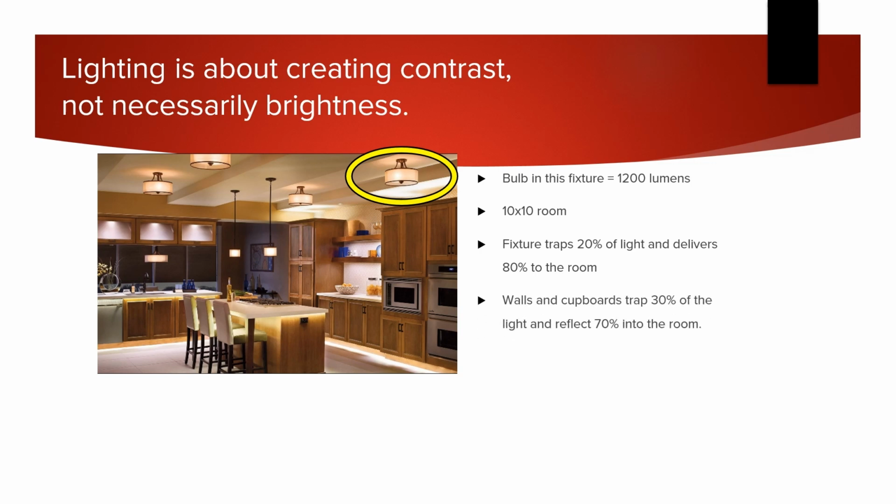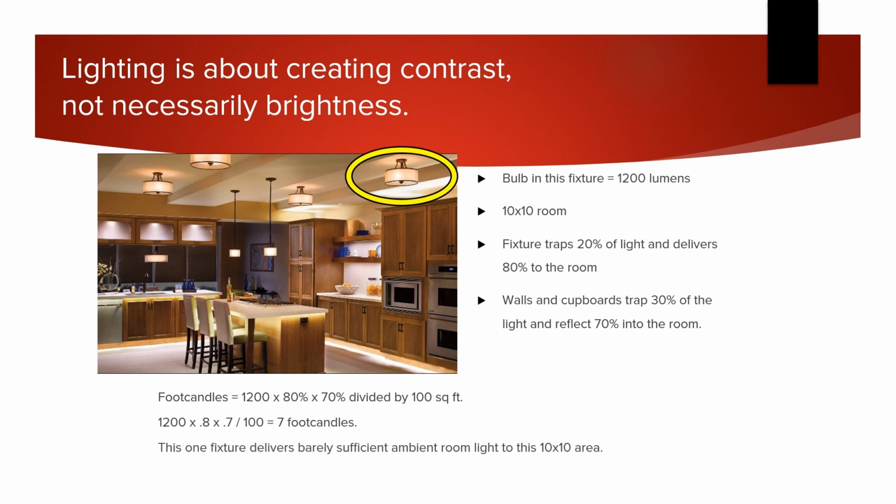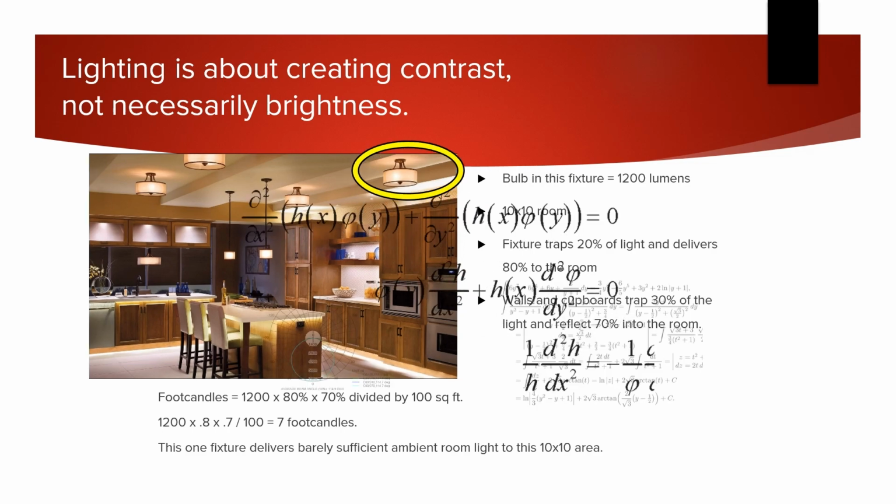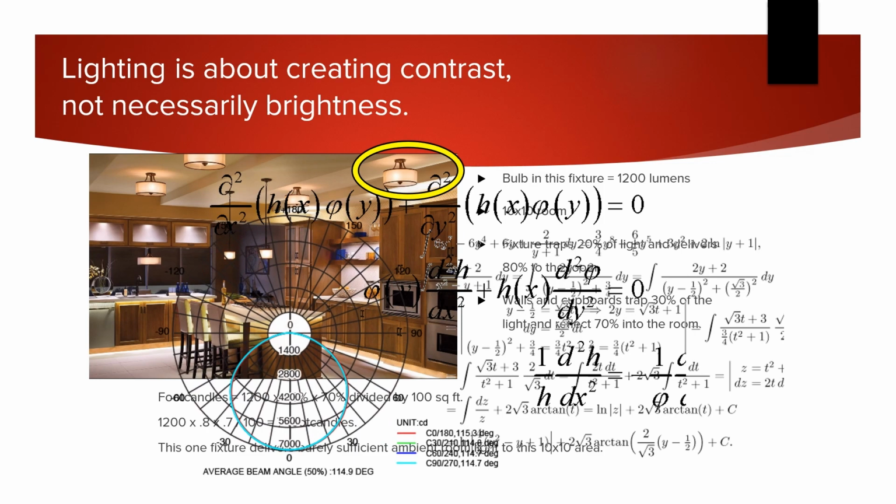For this 100 square foot room, the calculation is going to be foot candles equals 1200 times 80% times 70% divided by 100 square feet, and 7 general foot candles will be produced depending on where the surfaces are throughout the room. You can see this is somewhat of an estimate, and it's needlessly complex for most purposes.